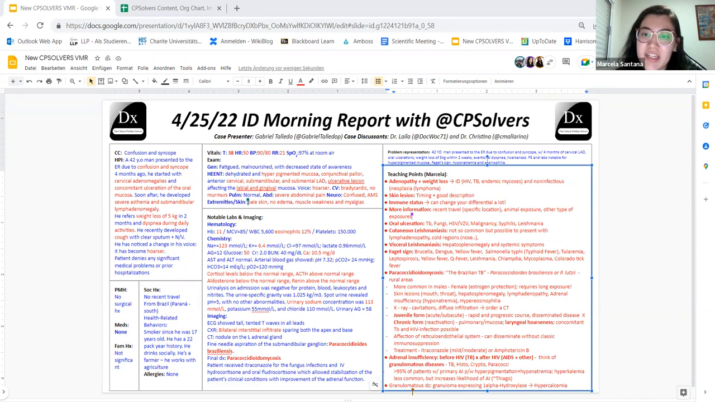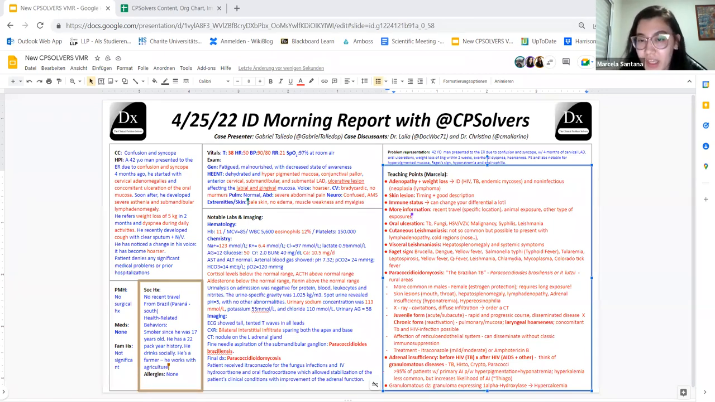Then we saw the patient had a skin lesion. So always try to find the timing of this skin lesion. Is it acute? Is it chronic? How does it start? So have a good description. And we saw that we always need to evaluate the immune status of the patient because it can change your differential diagnosis a lot, especially after the HIV era.